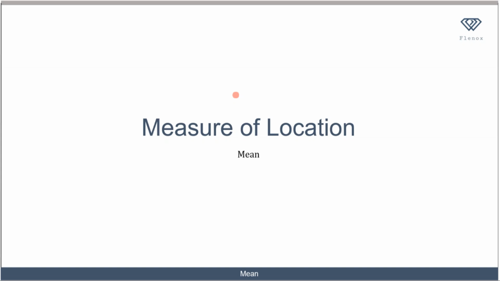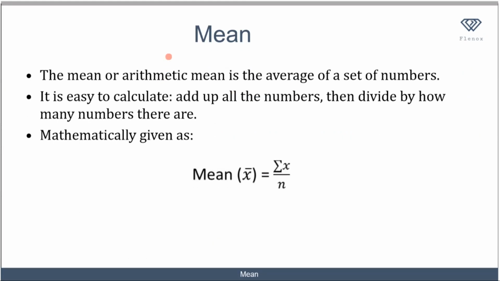Now let's look at the mean. So what is the mean? The mean, or arithmetic mean, is the average of a set of numbers. It is very easy to calculate, and we do this by adding up all the numbers, then we divide by the total number of numbers there are.